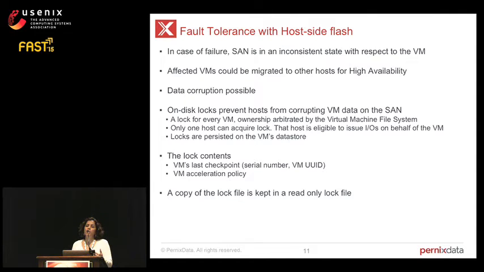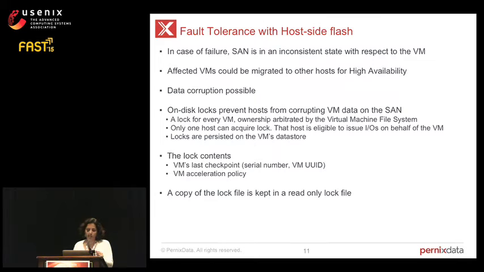The way FEP prevents this from happening is that it uses on-disk locks. There is a lock persisted on the disk for every VM, and the lock is actually persisted on the VM's data store. The ownership of this lock is arbitrated by the virtual machine file system, in that only one host can acquire a lock for that VM, and that is the host that is eligible to issue IOs on behalf of the VM.